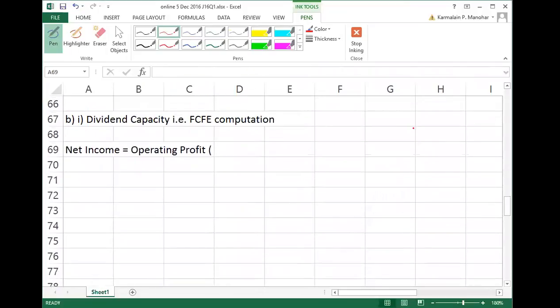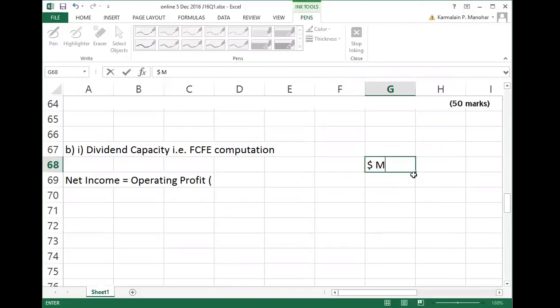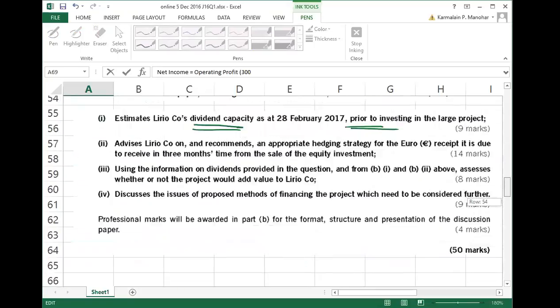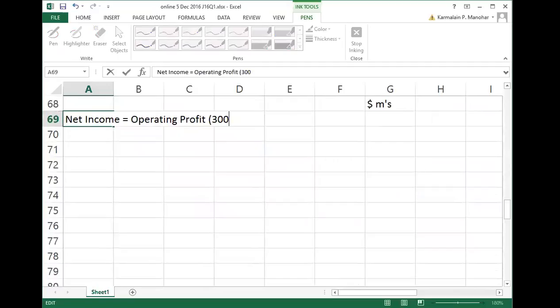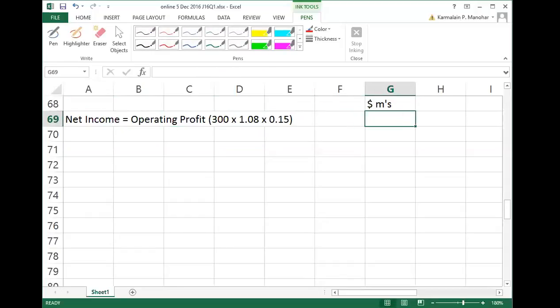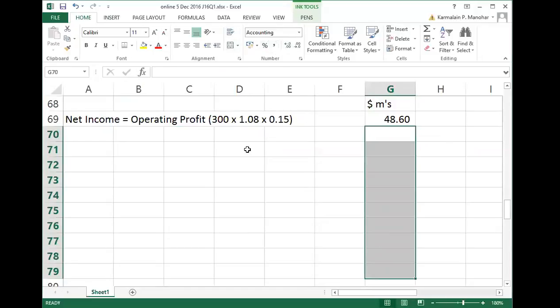Right, so down here, dollars millions. So, make sure everybody's following along there. And 300, that was 300 what? Was that 300 in millions? Yeah, 300 in millions. That's 300 times 1.08 times 0.15, 48.6. Come on, the rest of your cash adjustments down the line, probably punch 2 decimals here. And all the way down, 2 decimals.